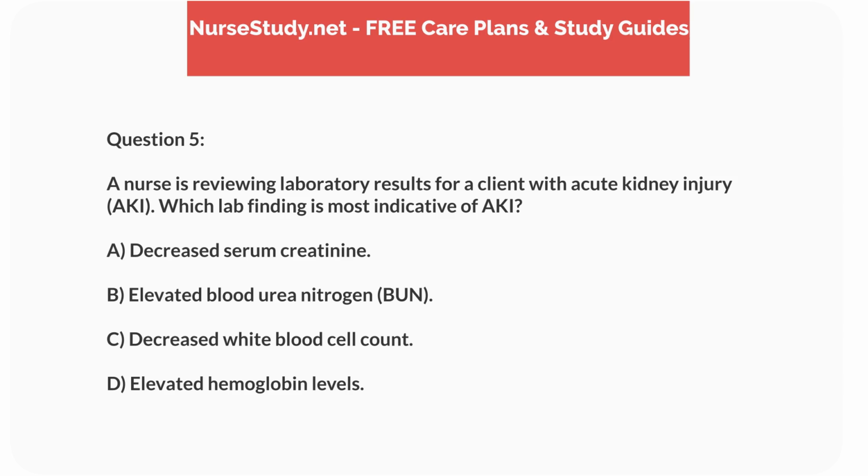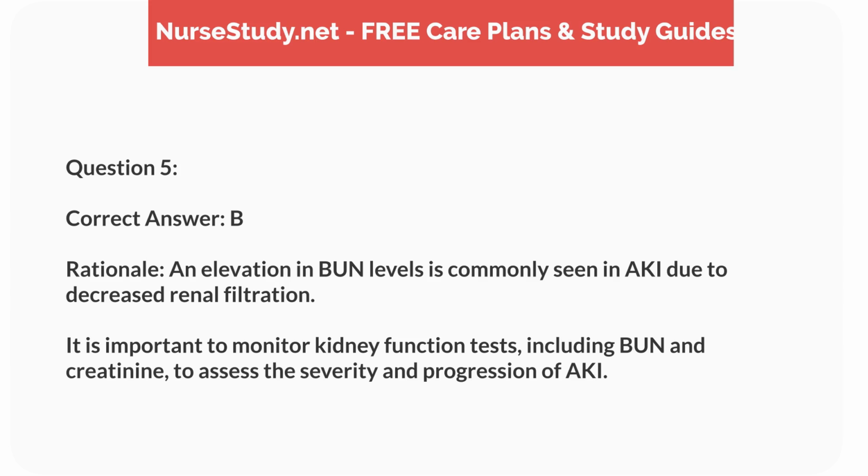Question 5. A nurse is reviewing laboratory results for a client with acute kidney injury, AKI. Which lab finding is most indicative of AKI? A. Decreased serum creatinine. B. Elevated blood urea nitrogen, BUN. C. Decreased white blood cell count. D. Elevated hemoglobin levels. Correct answer: B.